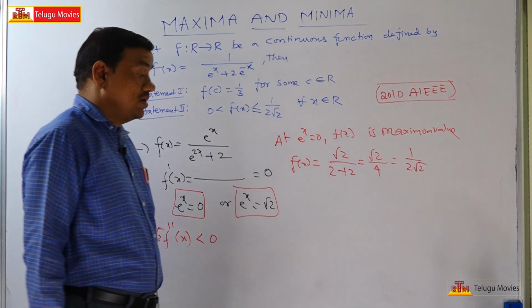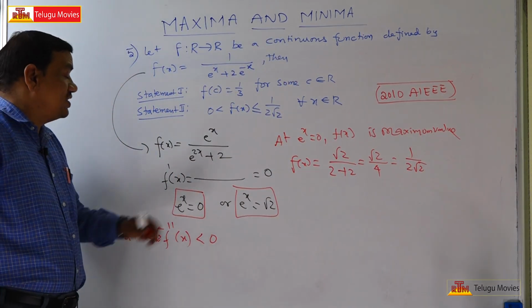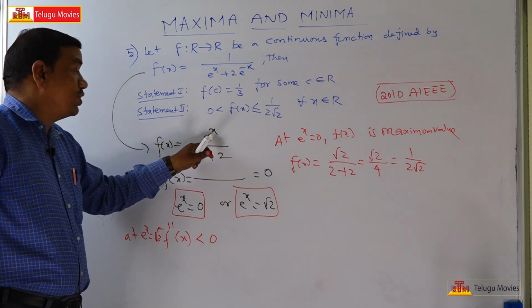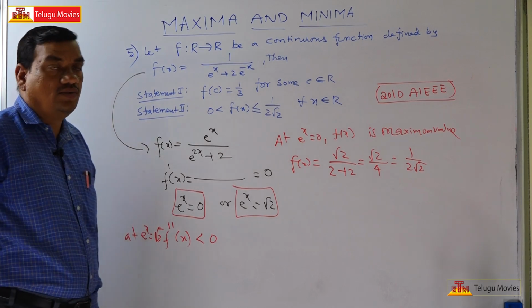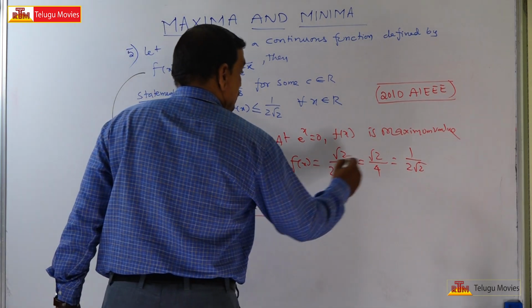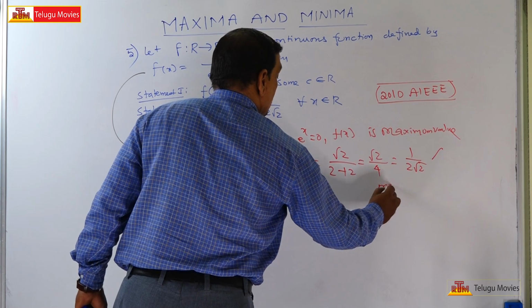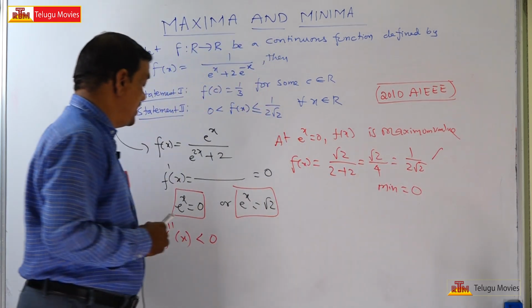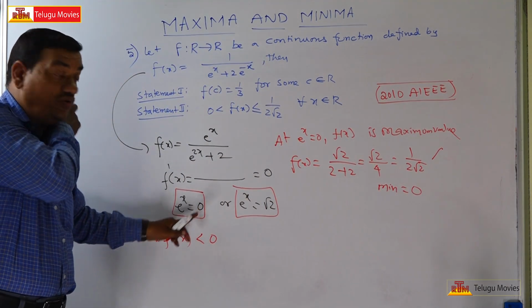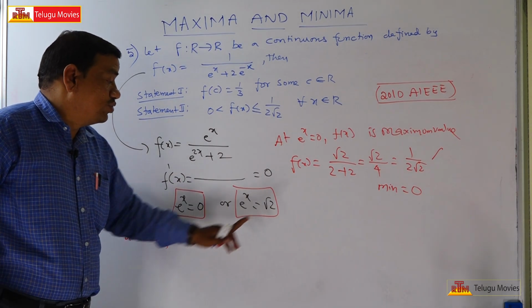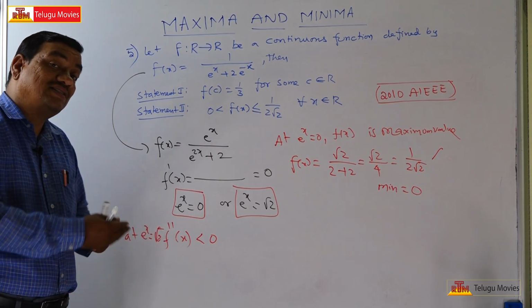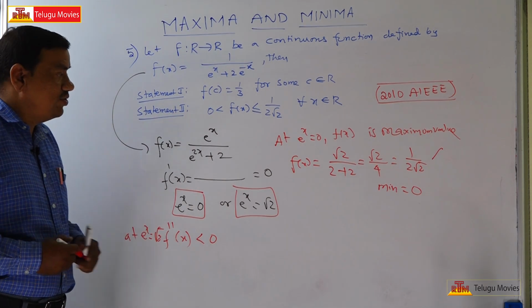Now, if you substitute e power x is equal to 0, this is 0 by 0 plus 2, this is 0. That is a minimum value. Therefore, this is maximum value, minimum value is equal to 0. At e power x is equal to 0, we will get f double dash of x is greater than 0. At e power x is equal to root 2, you will get f double dash of x is less than 0. So try to calculate this.